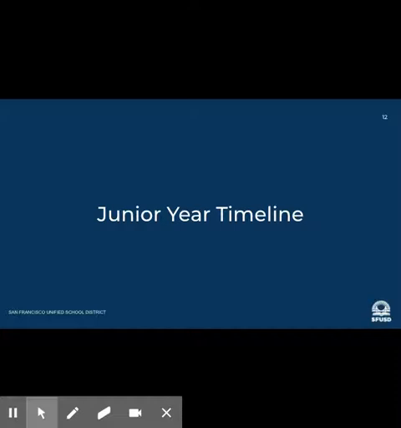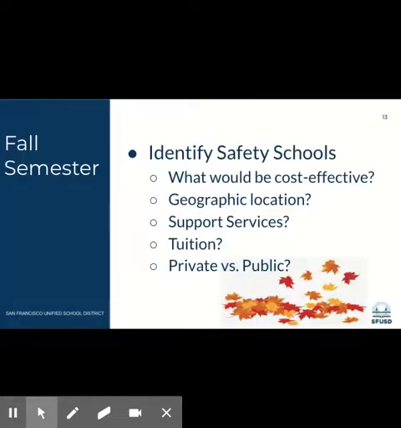Now let's talk about the things you should do during your junior year. In the fall semester, use your time to identify the colleges you want to apply to. This includes identifying safety schools. This can be your list of schools that you are most likely to get into, that are cost-effective, and may be in or near San Francisco.